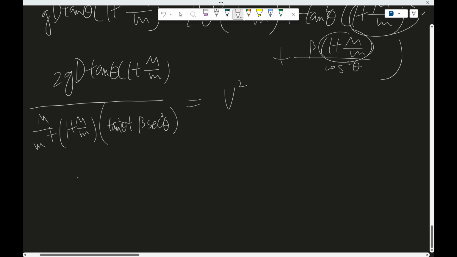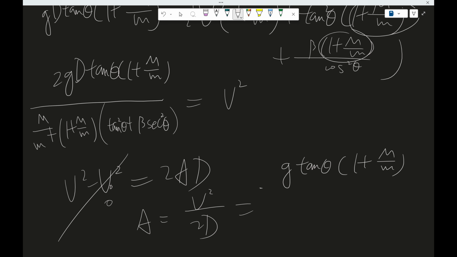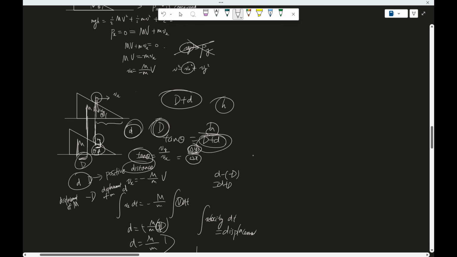And so then previously we said that v squared minus v0 squared is 2ad. So a equals v squared over 2d because this was 0, the system was at rest initially. So then we have just this thing over 2d, which is g tangent theta, 1 plus M over m, over M over m plus 1 plus M over m, tangent squared theta plus beta secant squared theta. And that is our answer to exercise 8.29.